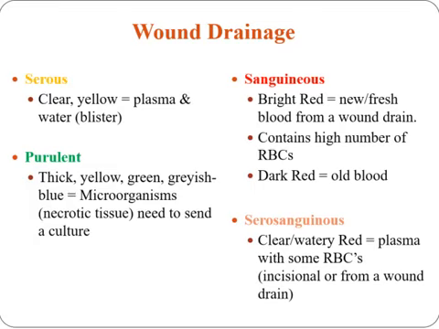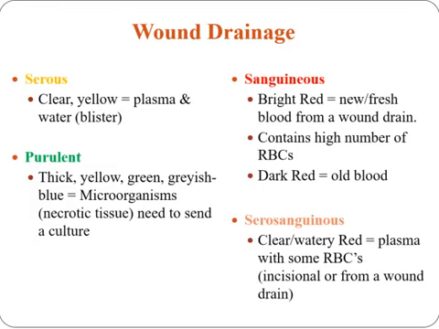So wound drainage, that is basically what's coming out of the wounds and how you're going to describe that. So serous drainage is clear yellow, like plasma in color, so it's like a yellow tinge, like when you pop a blister, that sort of fluid coming out, that would be serous.